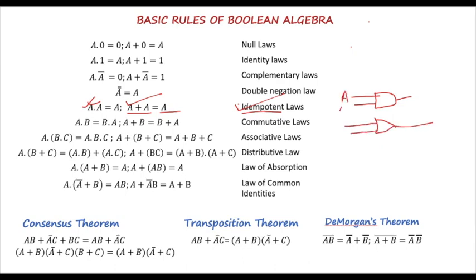A ANDed with A gives A, or A ORed with A always gives A. That is, so here you can see if this is 0, this is 0, this will be 0. If this is 1 and this is 1, this will be 1, and here for the same.